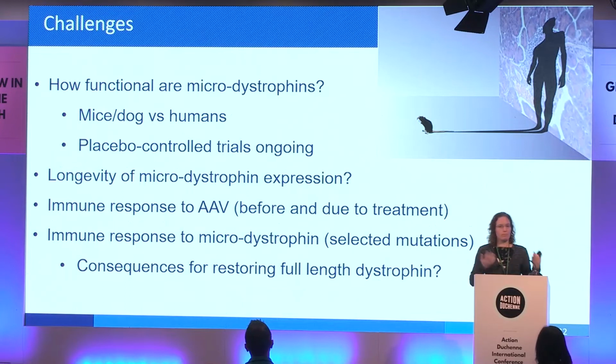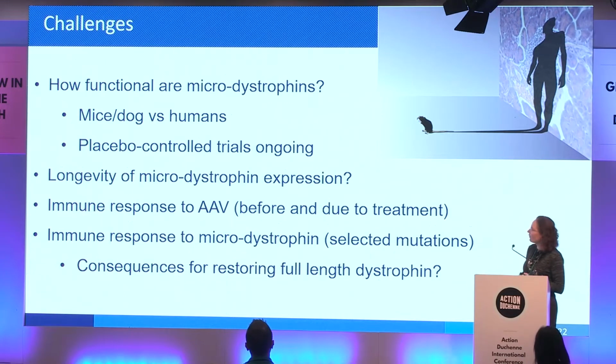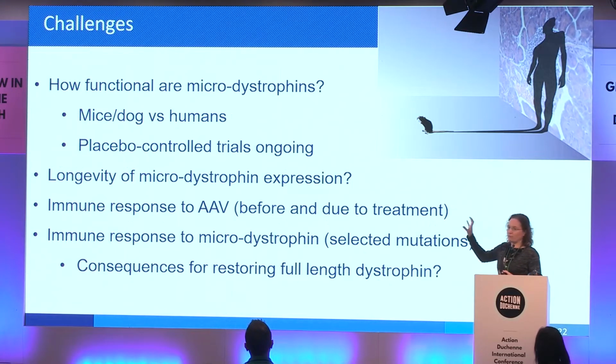So this is, well, bad news, obviously, but there are also some other things that we don't really know. How functional are these microdystrophins? We know they're functional in mice and dogs, but are they also functional in humans? What that mouse does is not how mice normally walk. They walk on 4 legs. We walk on 2 legs. So the dynamics will be different. And then the question is, is the microdystrophin as functional in humans as it is in mice and dogs? There are currently placebo-controlled clinical trials ongoing, and then we will really know whether it's functional or not.